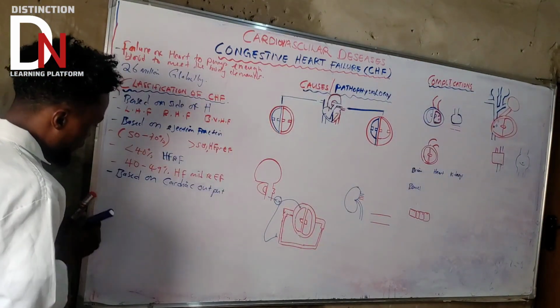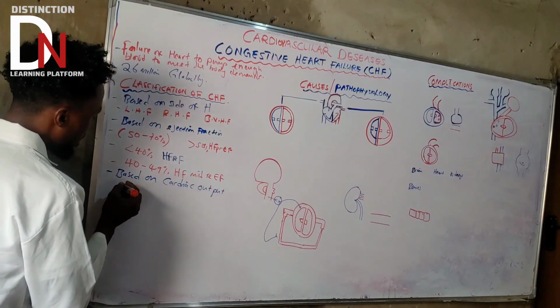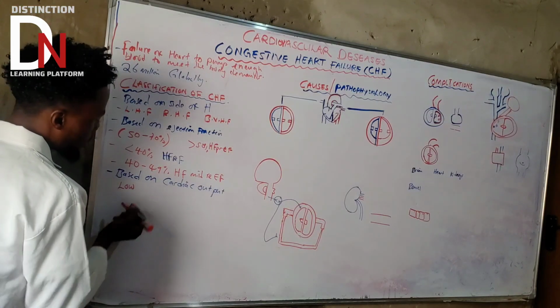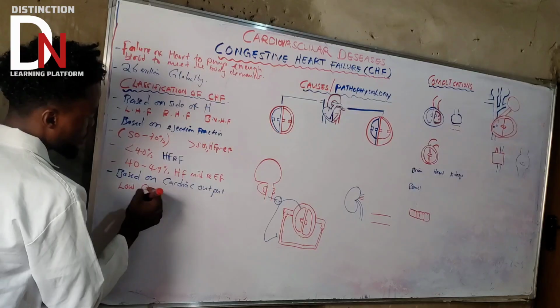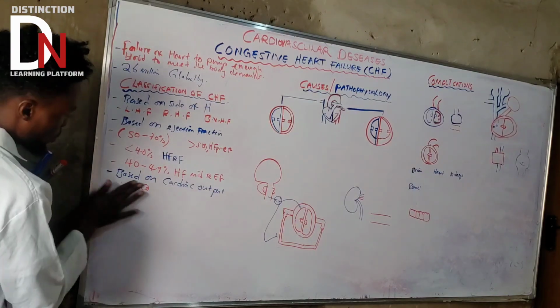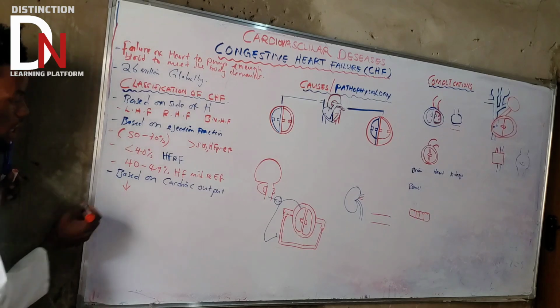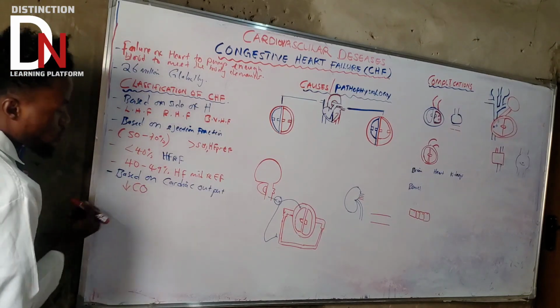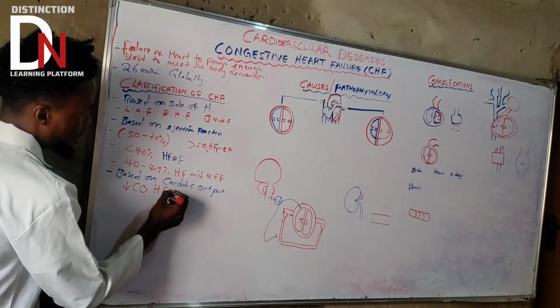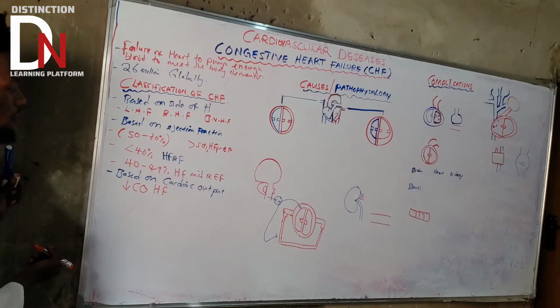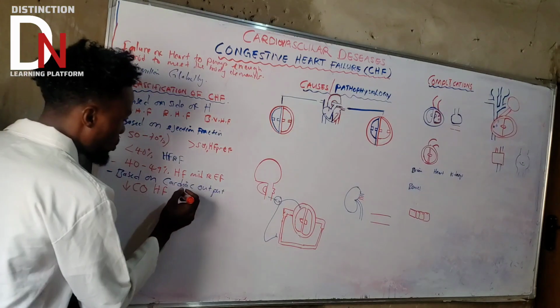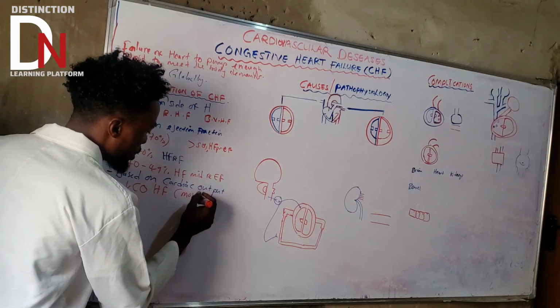So what is the first classification? The first one is someone having low cardiac output. Instead of writing low, let's use this arrow. Low cardiac output heart failure, which is the most common.